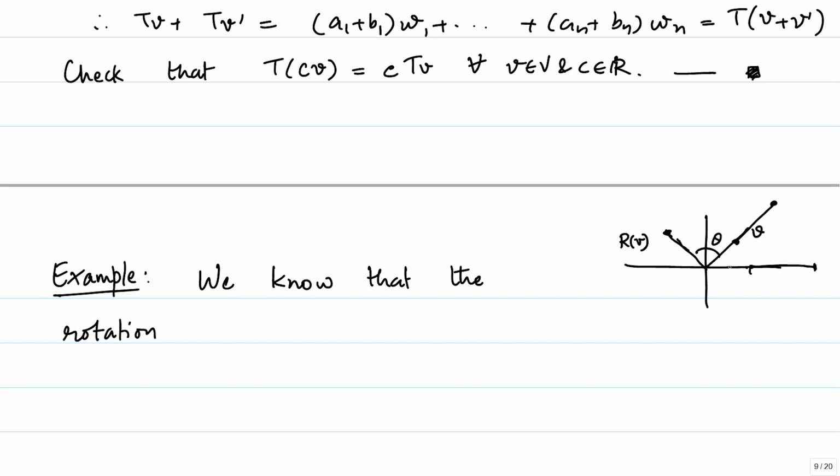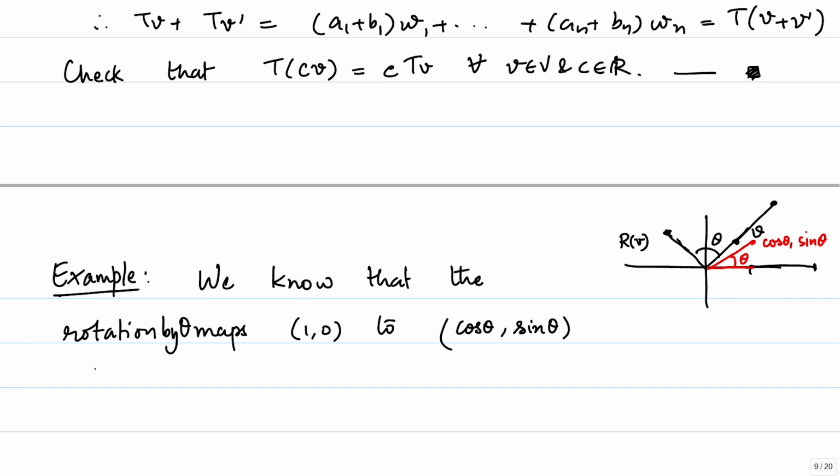Maybe I should draw with red here. This is the vector that is being sent to, say, this. This is theta, and we know that this point is going to be cos theta, sin theta. Basic trigonometry tells us that that is the case. So we know that the rotation by theta maps the vector (1, 0) to (cos theta, sin theta).